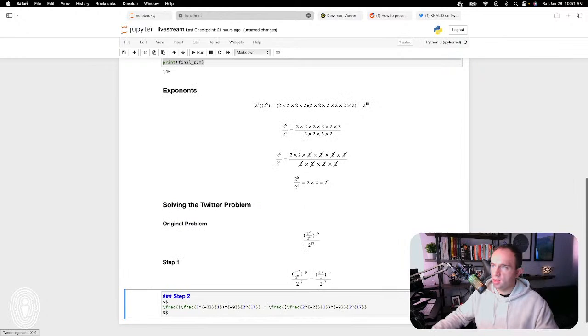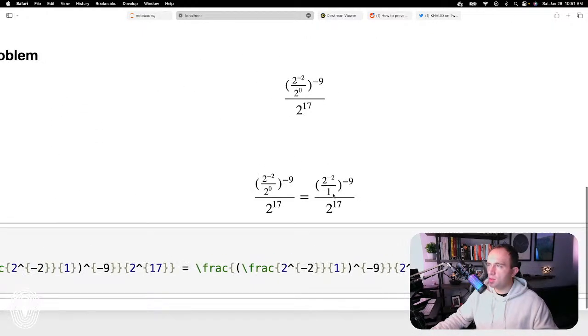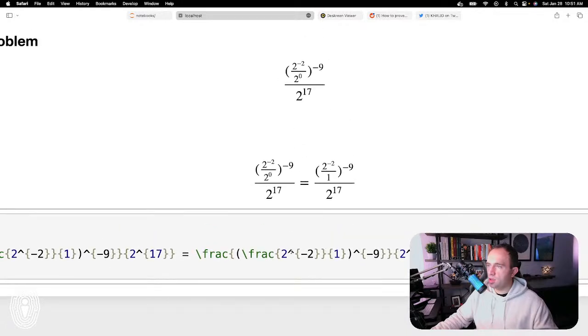I need to rerun these cells. All right, because remember, anything to the first power is just basically itself. So we're basically just going to take away this fraction. I'm going to take away this 1, and then I'm going to take away the fraction associated here. So that's just going to be 2 to the negative 2.